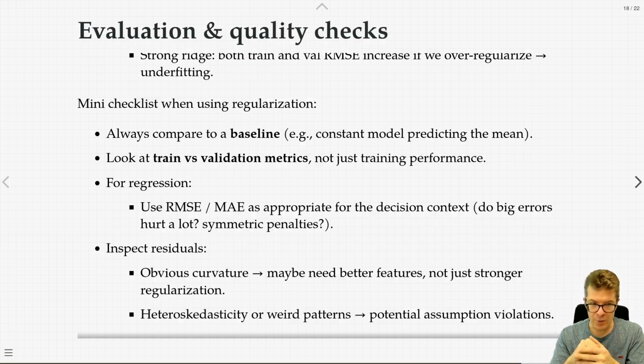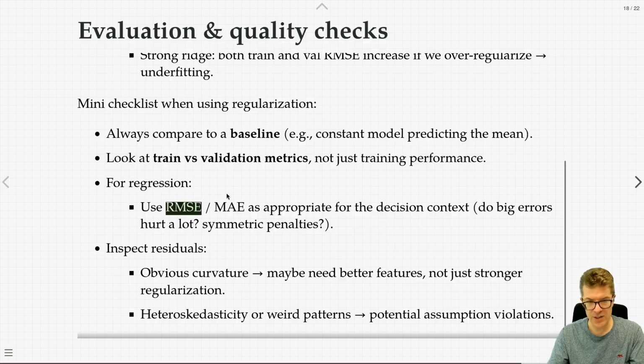When you're doing regression, you're trying to predict a continuous variable. You can use RMSE or mean absolute error as appropriate for the decision context. If you're looking for outliers, for example, you can answer questions like, do big errors hurt a lot? Are the penalties symmetric with one another? We looked at RMSE mostly in the examples a moment ago, but you can go back to the code and replace RMSE as the evaluation metric with MAE, the mean absolute error.